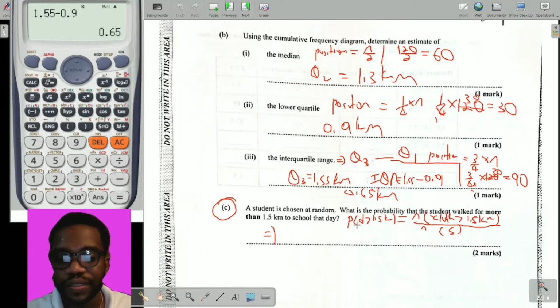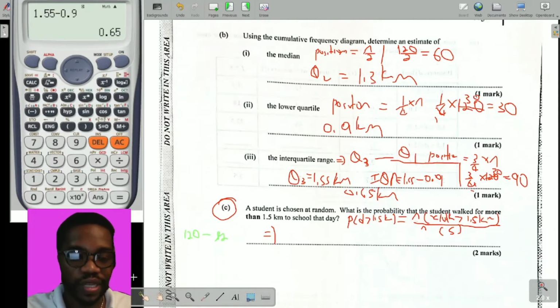So we find out that 82 persons walk 1.5 kilometers or less, but we want to find out how many walk more. Remember, you have 120 persons in all, and you have 82 persons walking 1.5 kilometers or less. But you want more, so you have to subtract. So it's 120 minus 82.